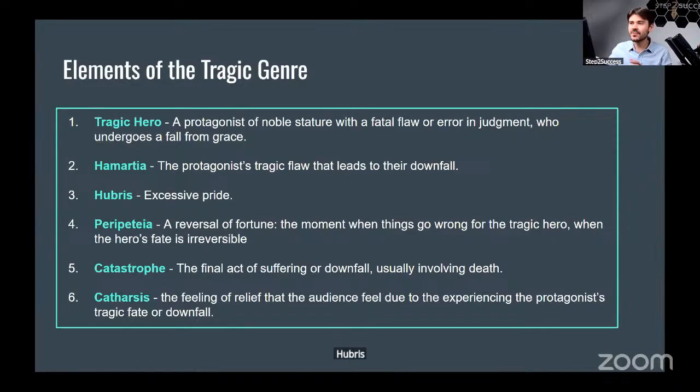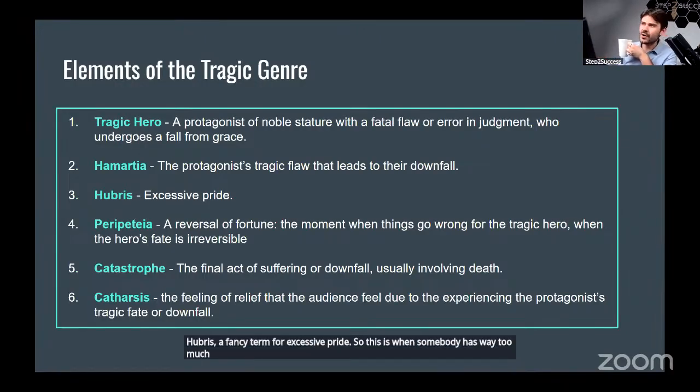Hubris, a fancy term for excessive pride. So this is when somebody has way too much pride that it causes them to basically stop thinking straight, and it causes them to fall down from grace.